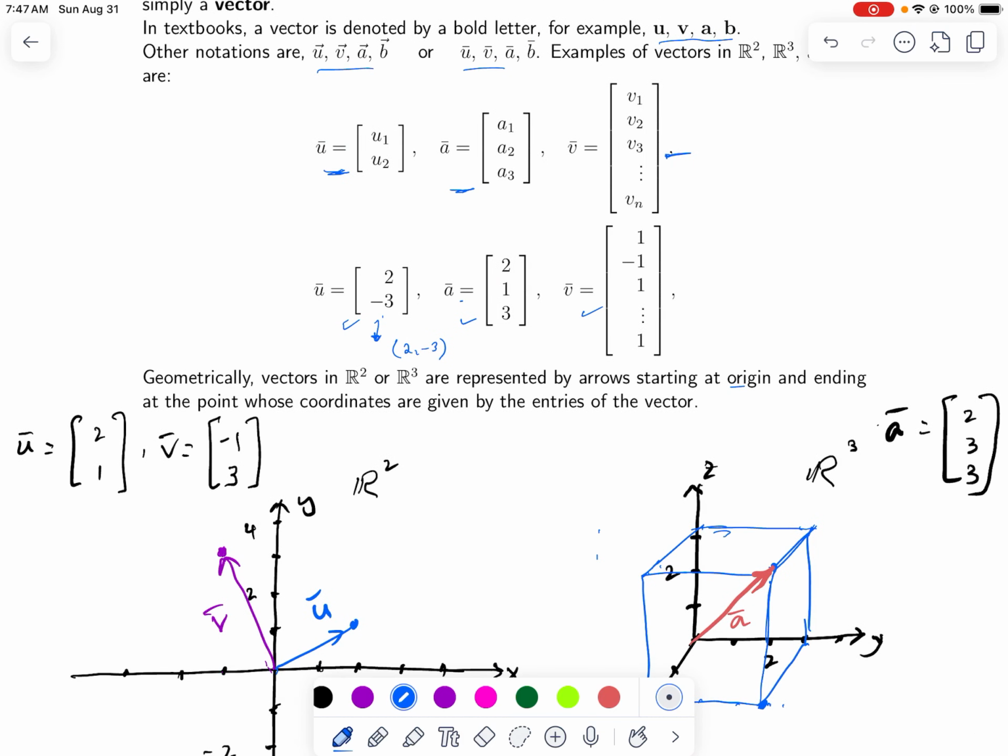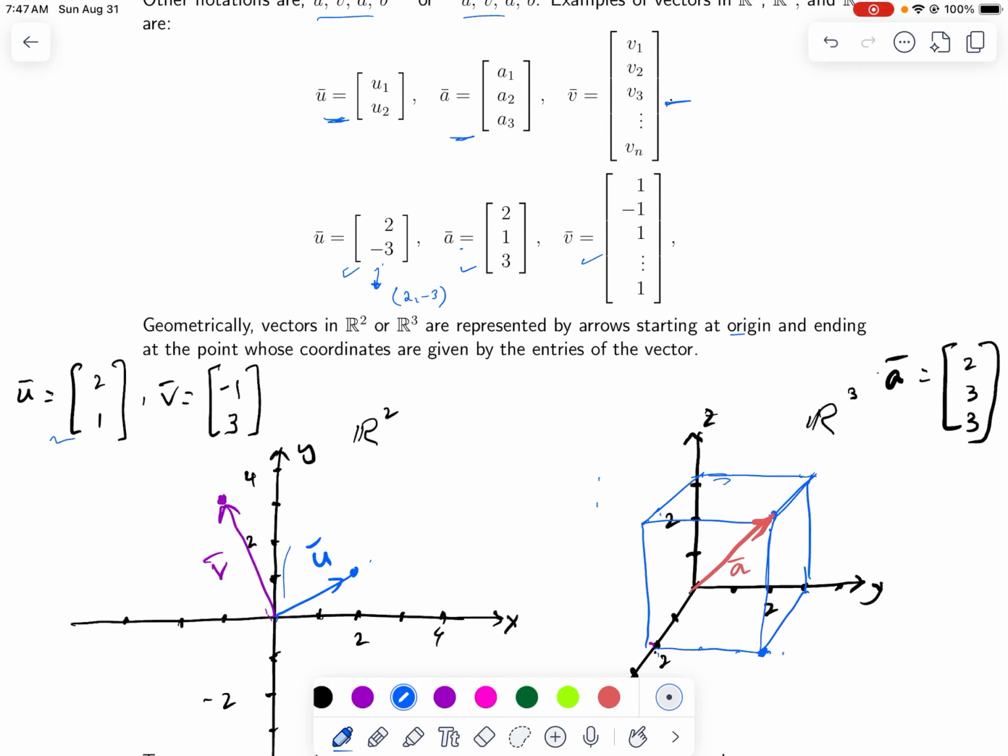So here I have two vectors. I took u to be (2, 1) and v to be (-1, 3). I draw my coordinate axes. The point (2, 1) is over here, so I plot the point and then I draw an arrow starting from the origin to the point (2, 1). So this is the vector u. Vector v is (-1, 3), and the point (-1, 3) is over here. So I draw the point and then I sketch the vector by drawing a line from the origin to the point (-1, 3). That is the vector v, with an arrow showing that this is the vector v.